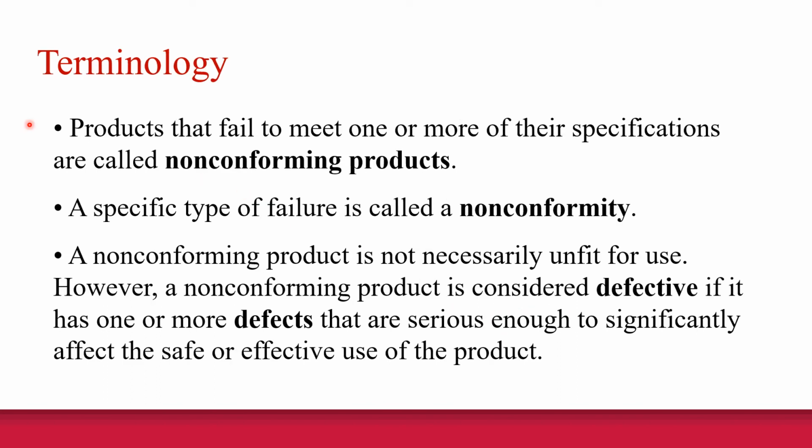Products that fail to meet one or more of their specifications are called non-conforming products. A specific type of failure is often called a non-conformity. A non-conforming product is not necessarily unfit for use. However, a non-conforming product is considered defective if it has one or more defects that are serious enough to significantly affect the safe or effective use of the product.